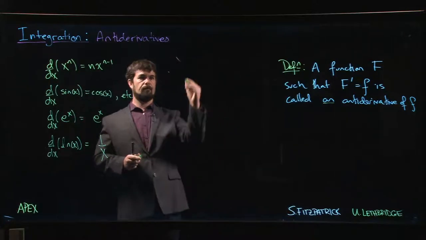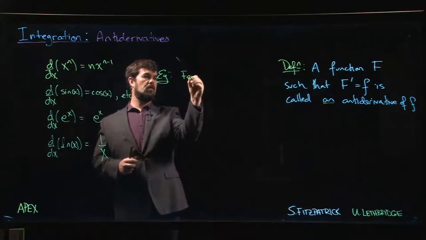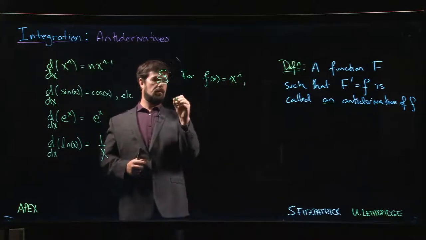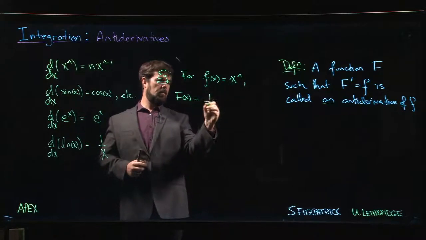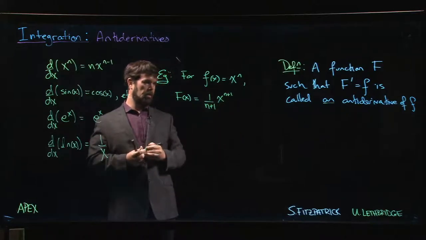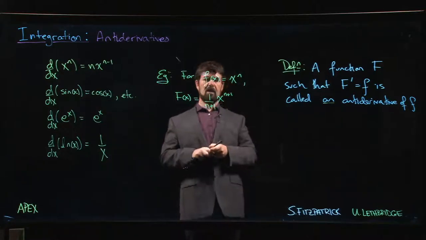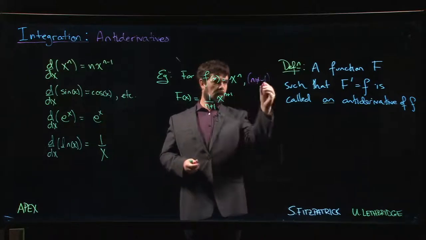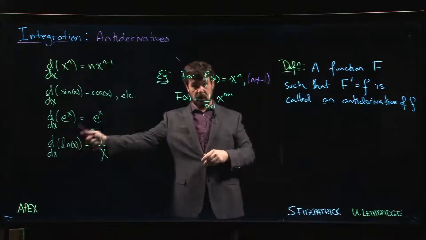And we saw that an example of this is, if you have a power function, an antiderivative is given by 1 over n plus 1, x to the n plus 1. There are two important technical details here. One is that this doesn't work if n is minus 1. If n is minus 1, our antiderivative is the natural log.